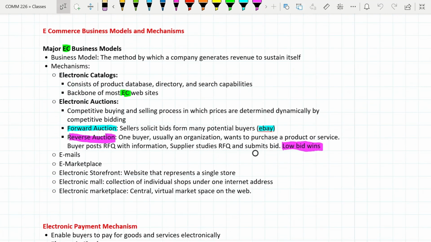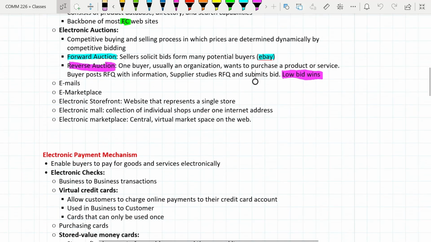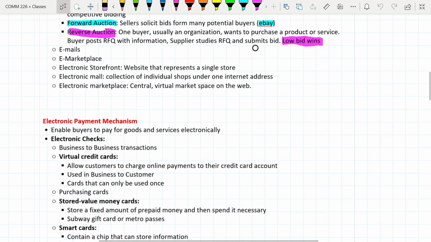So you also have e-marketplace, electronic storefront, websites that represent a single store, and electronic mall, where a collection of individual shops are under one internet address. So electronic marketplace is the central virtual market space on the web. Electronic payment mechanisms enable buyers to pay for goods and services electronically.